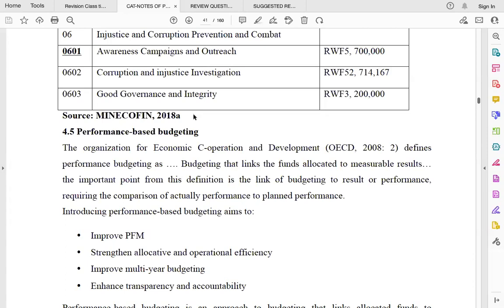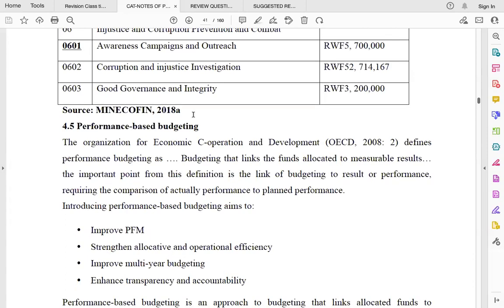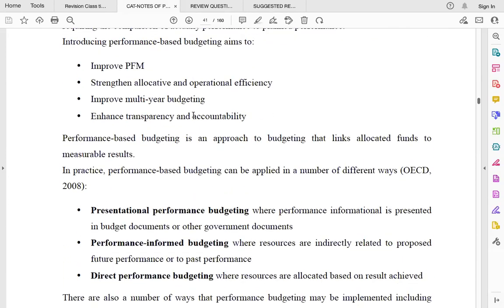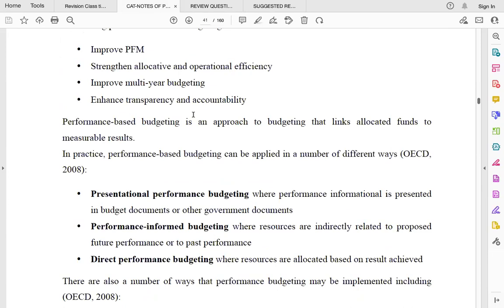The budget lines that performed better in the current year will also be allocated a larger budget compared to other budget lines. And this helps to improve PFM, to strengthen the allocation and operational efficiency. And then this one is called performance or result-based budgeting.